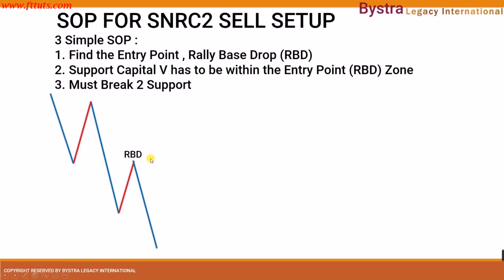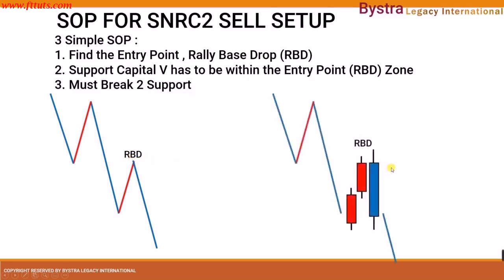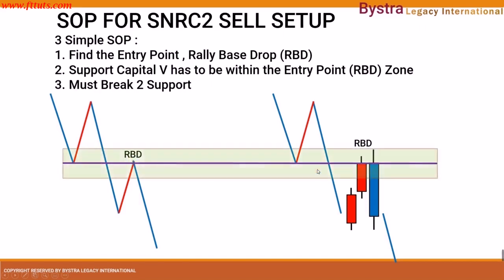So the entry point for the sell setup is the Rayleigh base drop. Same goes with this candlestick. The candlestick pattern I'm using in this example is the bearish engulfing. So next, what should we do? We mark the horizontal line. We have to check that the capital letter V, which is the support, has to be aligned with the entry point, which is the Rayleigh base drop.